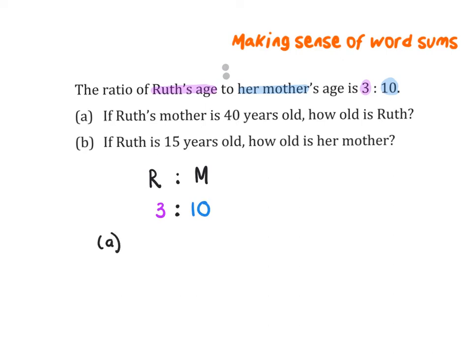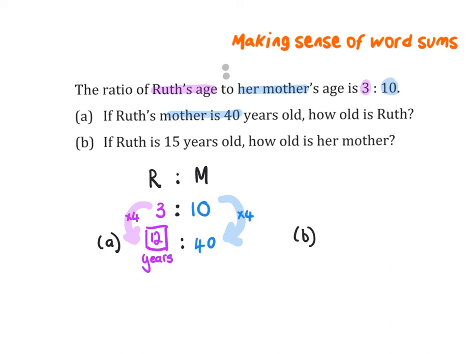So they say if Ruth's mother is 40, so this means in the mother section of the ratio, I have 40. And I want to know how old Ruth is. Just like in the previous questions, I have a look at what happened to the 10 to get it to 40, and that is 4 times bigger. So if her mother's age is 4 times bigger, it means that her age must also be 4 times bigger. And that will give me an age of 12 years. Also remember that when you work with a story sum like that, you always need to include units in your answer. Let's follow the same concept for the second question.